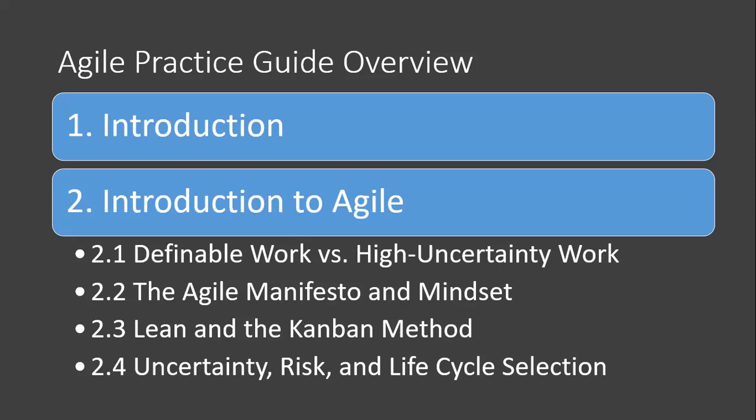And then they talk about uncertainty, risk and life cycle selection. And if you're working on high uncertainty work or low uncertainty work, or very predictable work or not, they give you the Stacey complexity model to check that out. They also give you pages 18 and 19, which show you iterative characteristics, incremental characteristics, agile, and predictive characteristics.